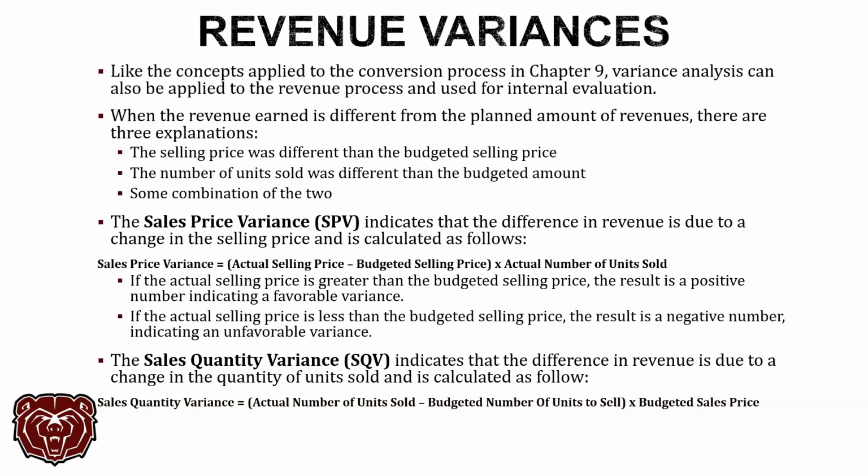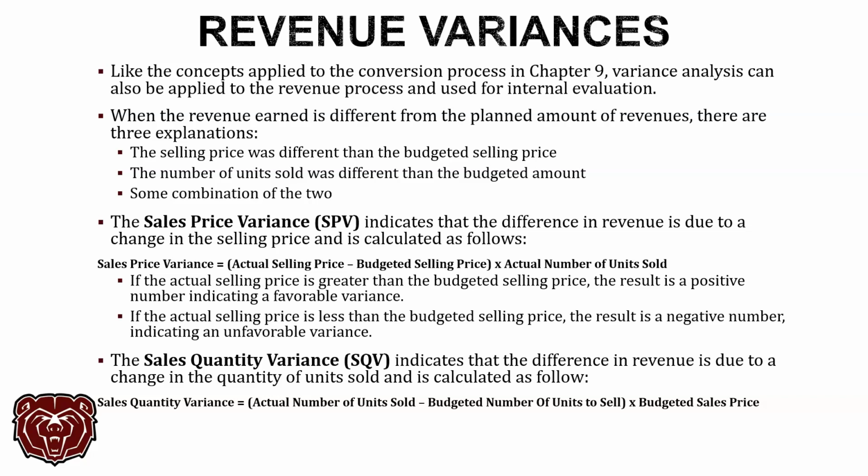No real reason to explain what a variance is anymore. We should be familiar with those. So when you have revenue earned, the actual revenue you've earned is different from what you have planned or budgeted. There could be three explanations for why that is. The first is that the selling price was different than the budgeted price. It could be more, it could be less. It could be that the number of units you sold was different than the budgeted amount for selling. It could be more, it could be less, or it could be some combination of the two, right?